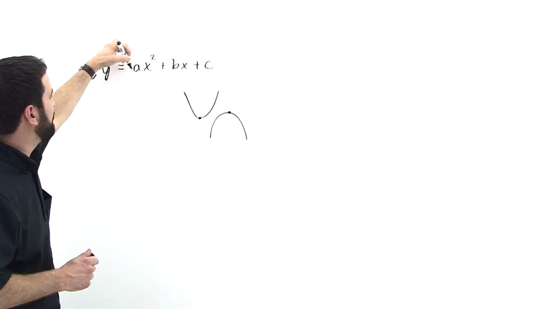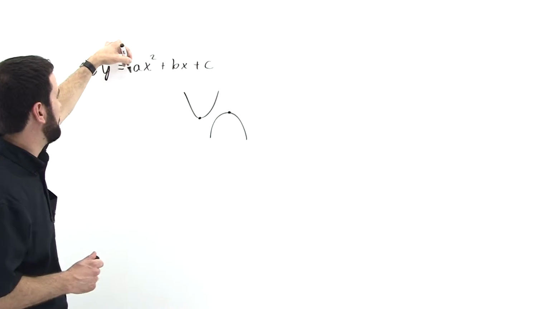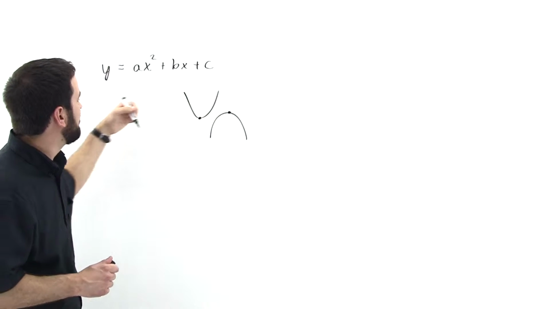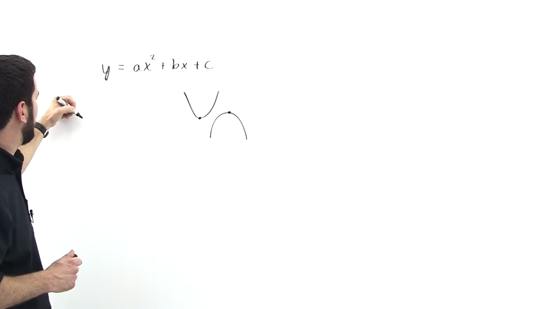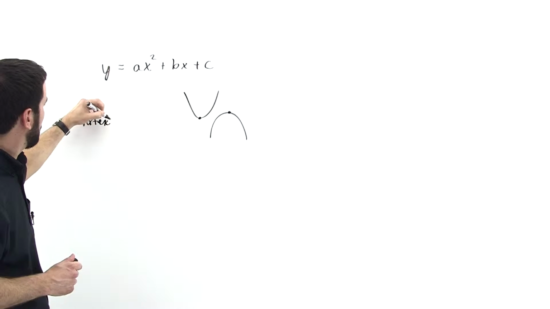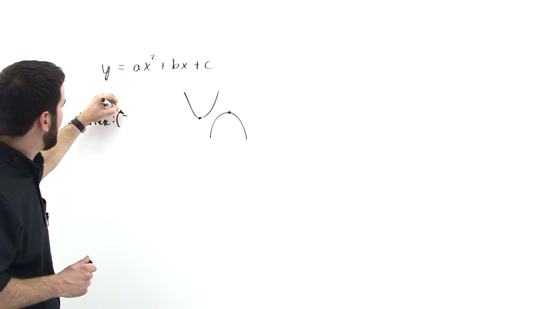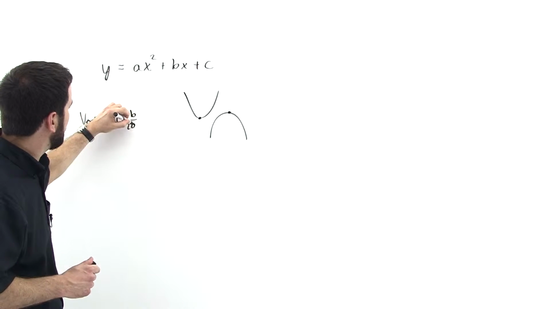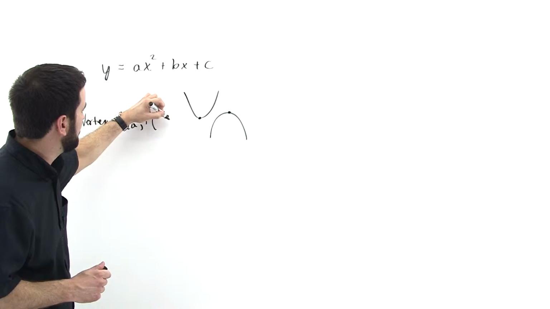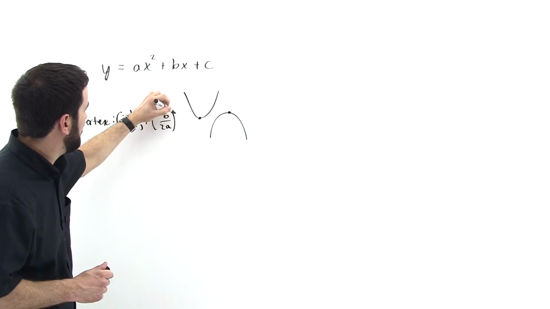If this number here is positive, then it will be concave up. If this number here is negative, then it will be concave down. But this point right here is given by the following formula. The vertex is given by negative b over 2a, and then the function value of negative b over 2a, right?